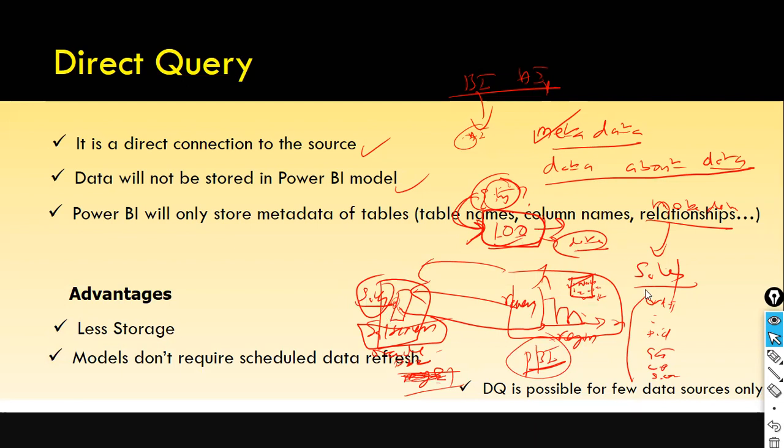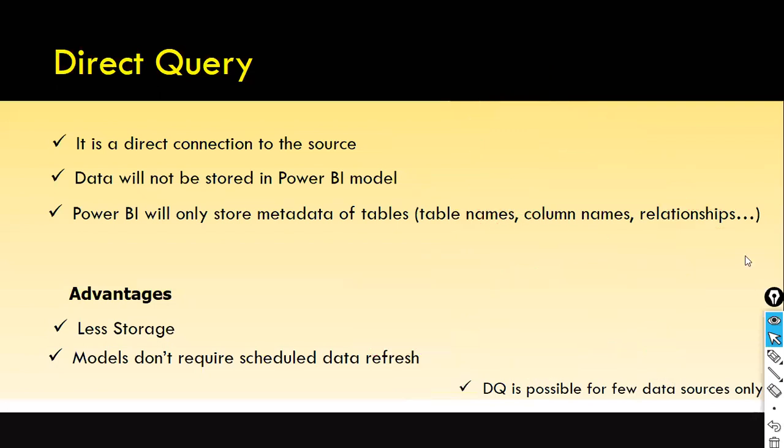In the case of import, the data got loaded here. When you make changes to the slicer, it goes and queries the data loaded in your in-memory. But the in-memory data is not up to date. In order to keep your in-memory data up to date, you need to refresh the data from your source system to this Excel file. Here, there is no need of scheduling the data refresh.